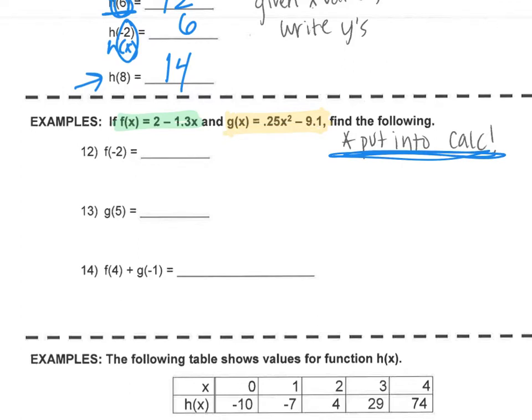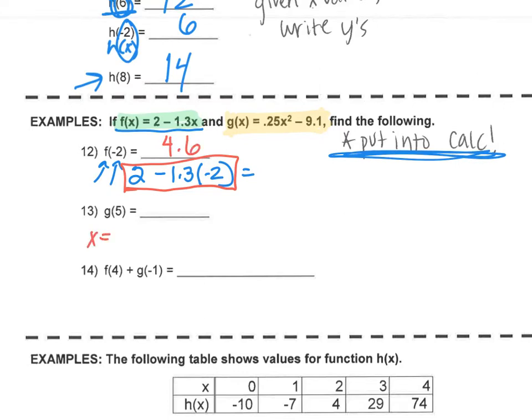And the first thing says we're going to use f, and we're going to plug in -2. So f of -2. Well, I know that this is f of x. So f of x is 2 minus 1.3 times x, but instead of the x, I'm going to write -2. So in your calculator, you're just going to type this in, and you should just get 4.6.